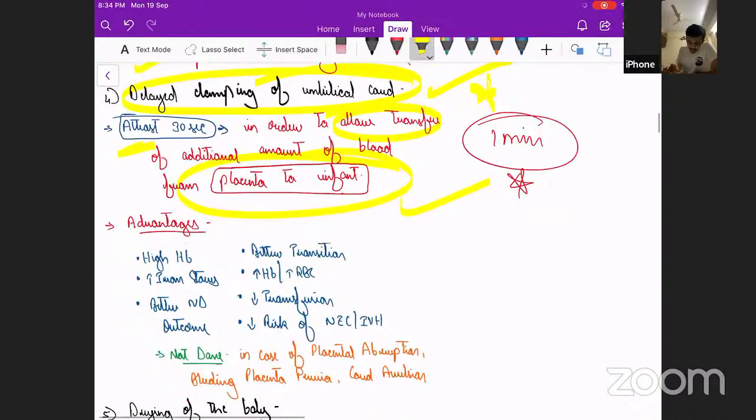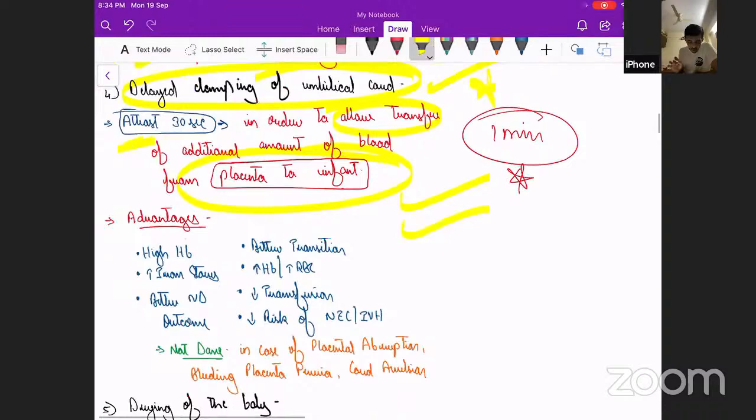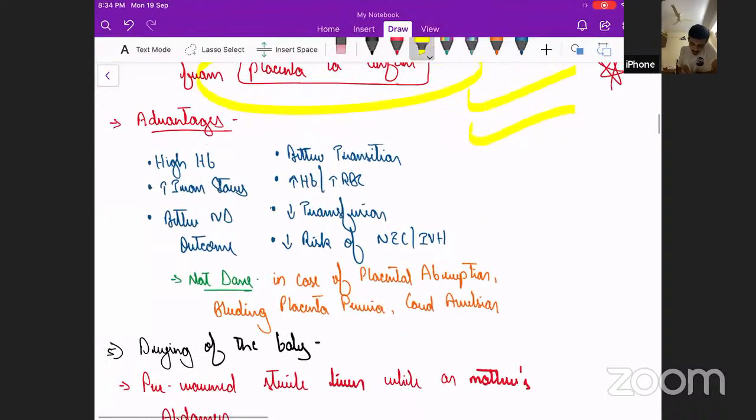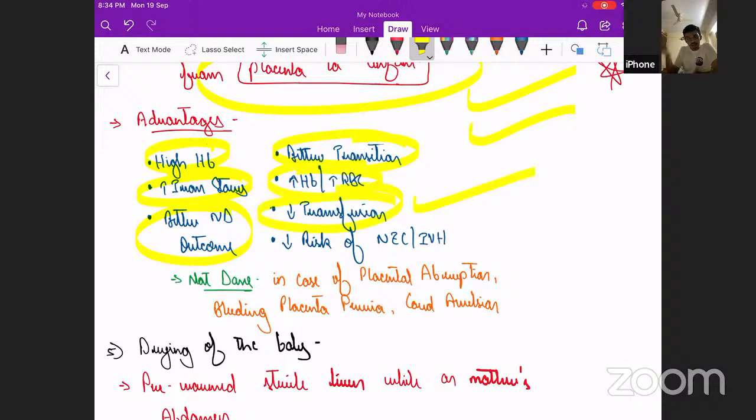So in that case, the umbilical cord management plan, that is delayed cord clamping, is very, very important. So what are the advantages? One is there is high Hb and increased iron stores in the newborn. There is better neurodevelopmental outcome. There is better transition, so it decreases the need for resuscitation. With increased Hb and RBC, there is decreased need of transfusion in the NICU as well as in the future. And there is decreased risk for necrotizing enterocolitis or intraventricular hemorrhage. So delayed cord clamping comes with so many advantages.